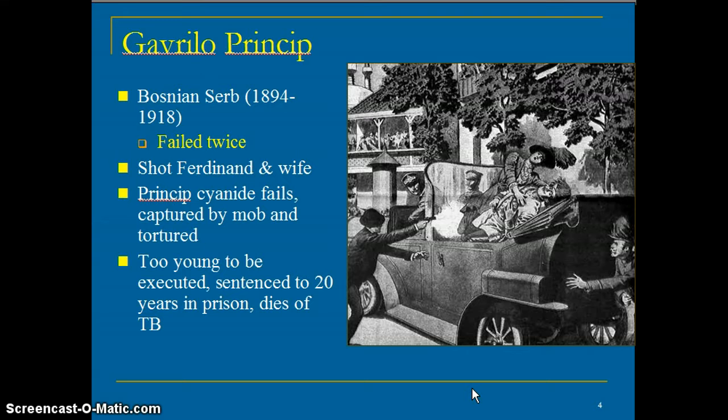He supposedly tries to take some cyanide, but either it was old or something happened where it didn't work. Cyanide would have killed him, so he was going to shoot them and kill himself. That doesn't work. The mob beats him up. He's later sentenced to be executed, but since he was under 20, I think he was 18 or 17, he's not executed, and he's sent to jail, and he dies later on in jail. Anyways, what he did gets World War I started, and World War I leads to World War II. So it's a major event, and he's a small-time player in this whole big scene.